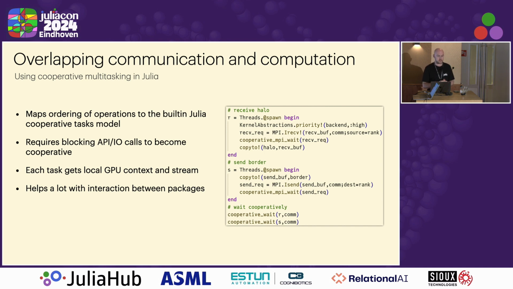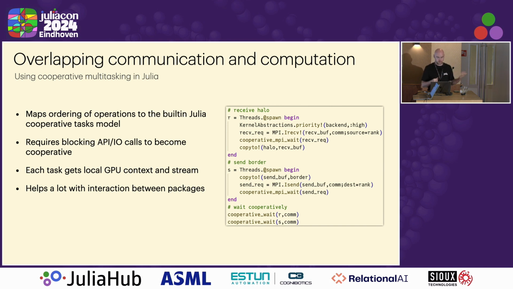And on top of that, it helps a lot with interaction between packages. So if you have several things going on, and you call some libraries that also do some I/O, as long as it is non-blocking and implements this cooperative multitasking, which basically means that it cannot block and needs to always return control to the Julia scheduler, then you will have this nice interaction.